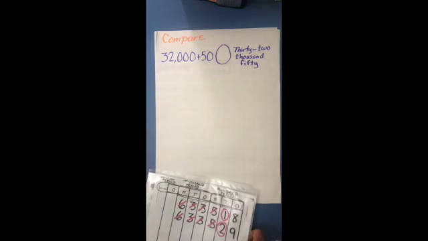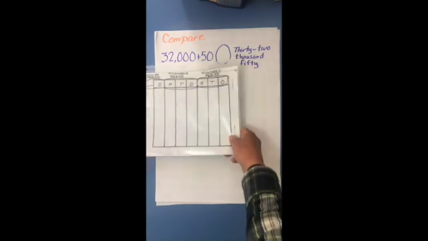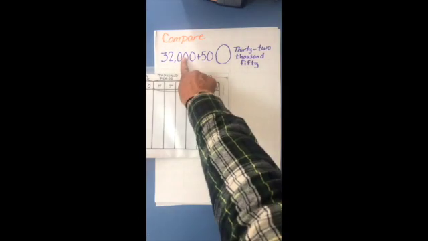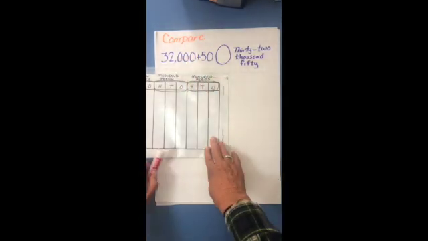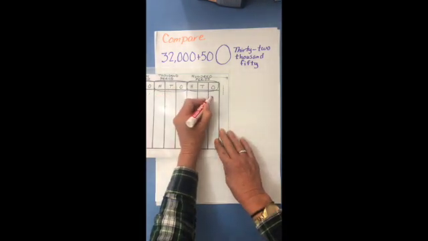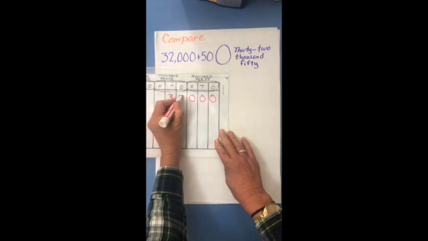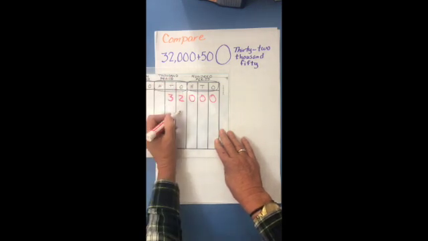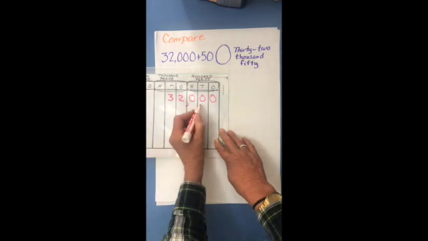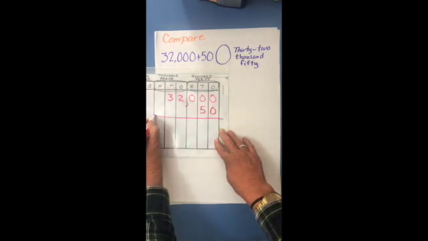Now, in order to write them in standard form, you could use your place value chart. To write this number in standard form, all I would do is write 32,000. You can start with 3 zeros and then write the 32 and then double check: 32,000. So I've got it. And then I'm going to write 50, and I always solve these vertically, okay?